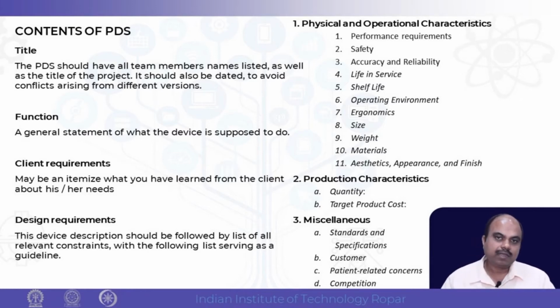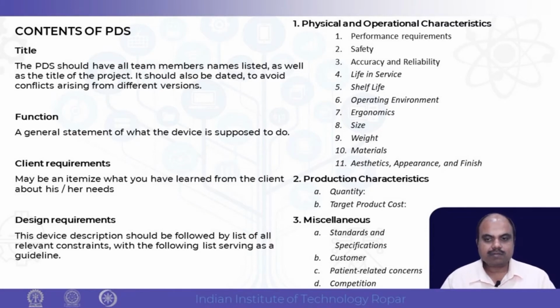That function could be having some functions, it could be having multiple functions, it could be having a part of the function which is done by another product. Those things are possible. Client requirement: what exactly are the client design requirements? These are the constraints we should be given.